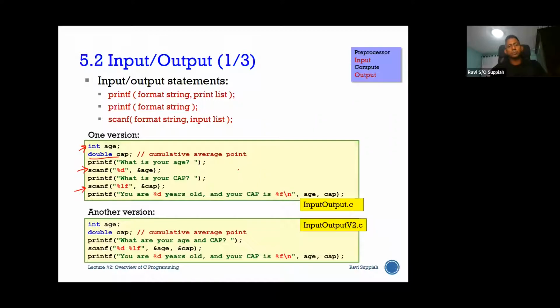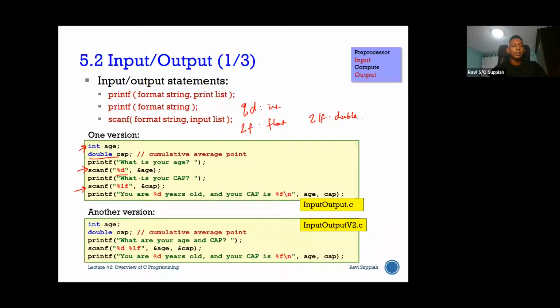Now, when you want to capture the input from the user, use the scanf function. And for the scanf function, there are two parts to it. One is you specify the type of data over here. So percentage %d is used for integers, percentage %f is for float, and percentage %lf is for double. So in this case, you want to capture an integer, so use percentage %d. You want to capture a double, you use percentage %lf.